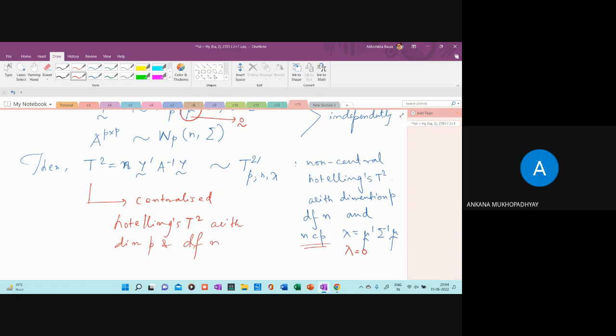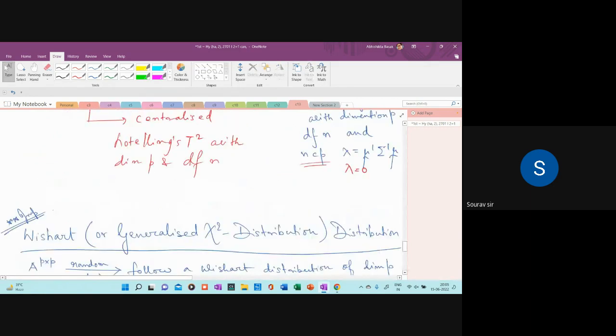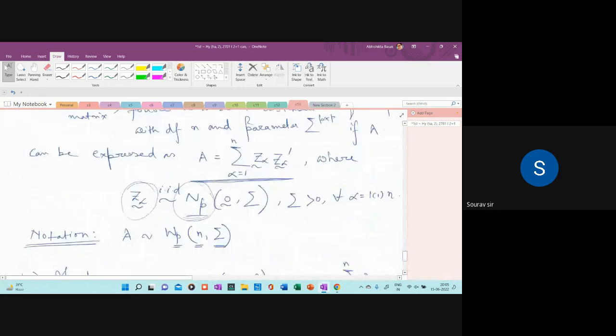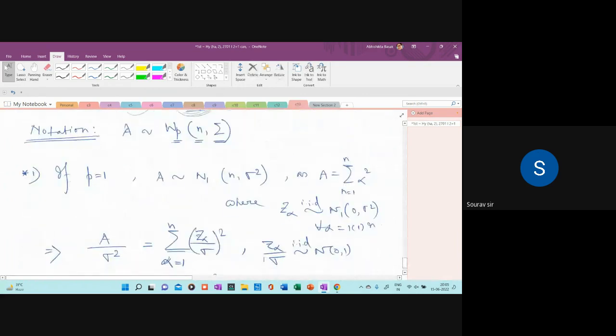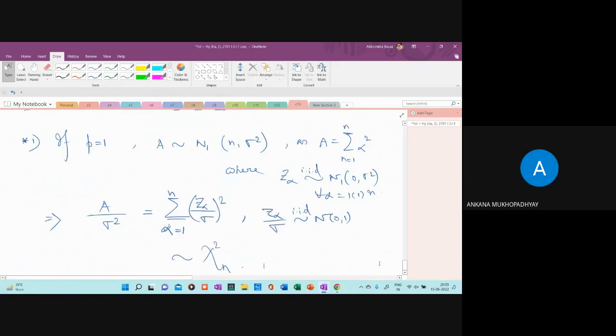Can you please scroll down? I was making notes and I missed the last part. Scroll down. Yes. Okay, this portion. Yes, only this one. Wait, a bit up. A bit up. Okay.